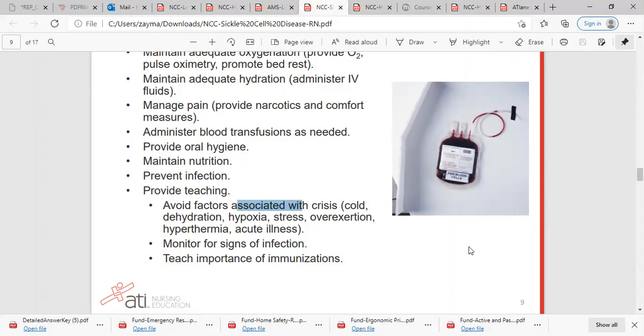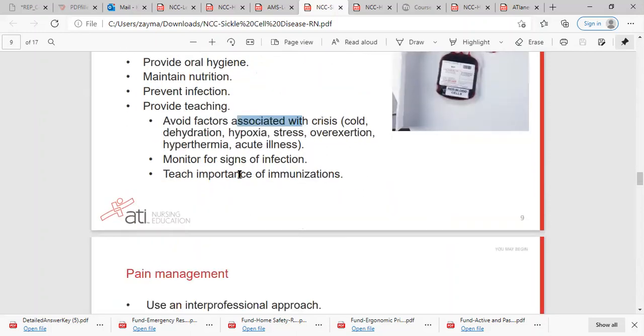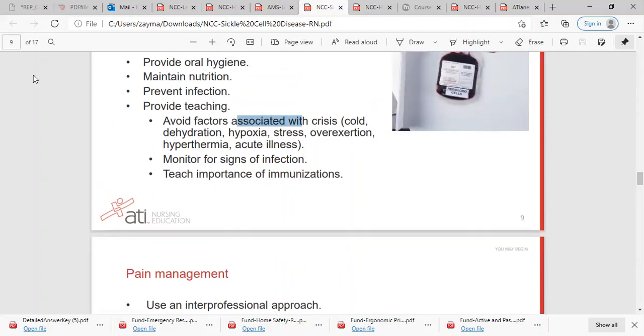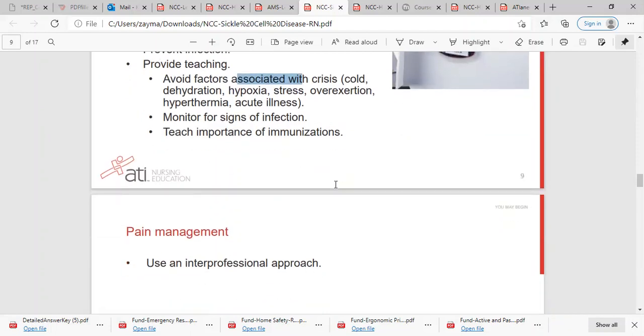All of these things increase the body's oxygen consumption. Increased oxygen consumption is going to require my heart to work harder. It's going to decrease perfusion of the tissues. And hypoxia, again, is going to lead to a sickle cell crisis. Hopefully that makes sense to you. You also need to teach them the importance of immunizations, as with anyone with a chronic disorder that puts them at risk for infection, where an infection could lead to serious complications with the underlying condition.